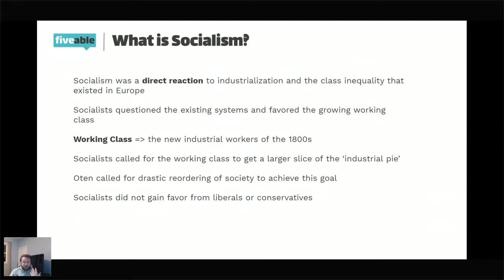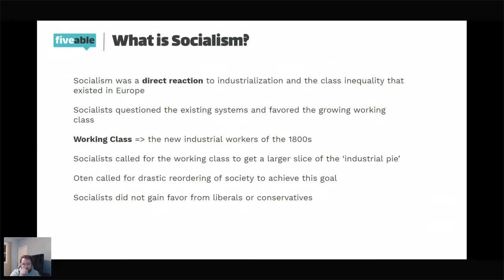Now socialists are going to question these existing systems and favored the growing working class. They are going to take a very hard look at what the heck is happening in Europe, and they're going to say, okay, how do we address it? And how do we fix it?